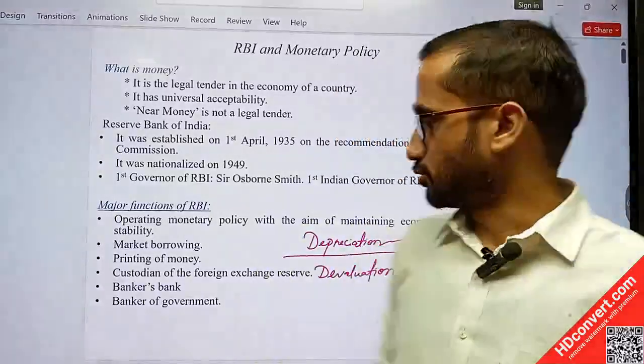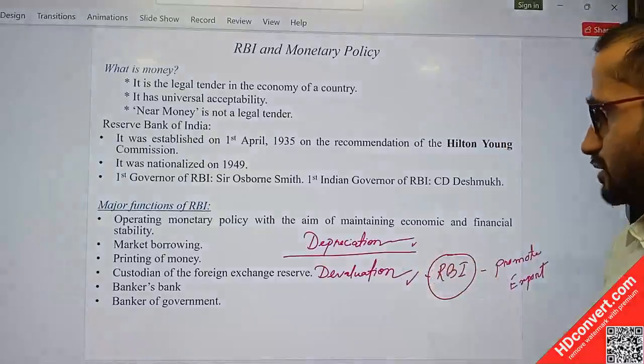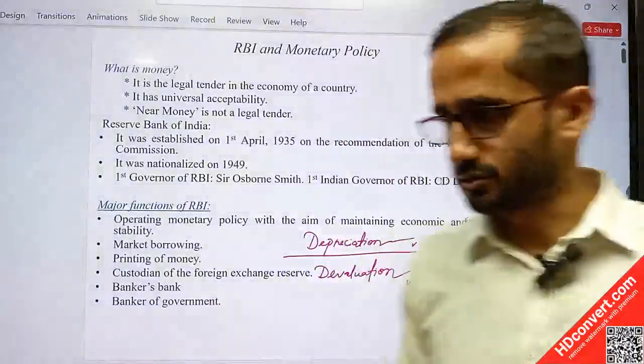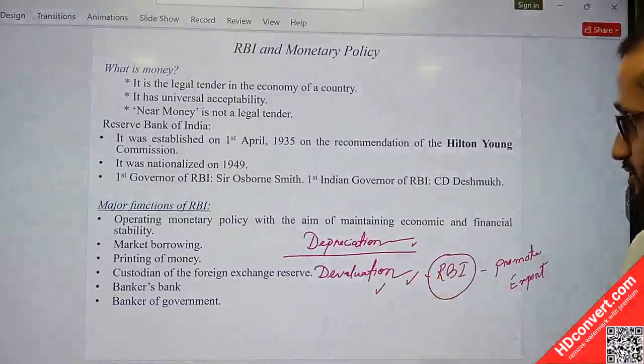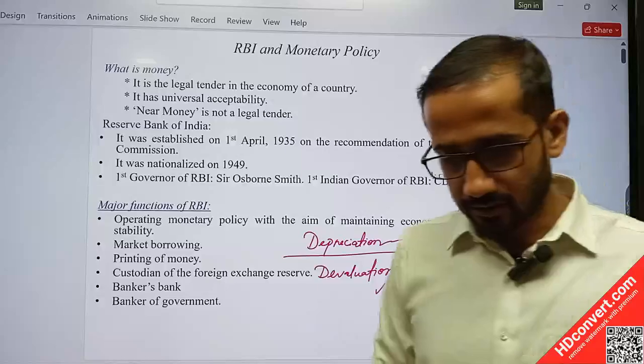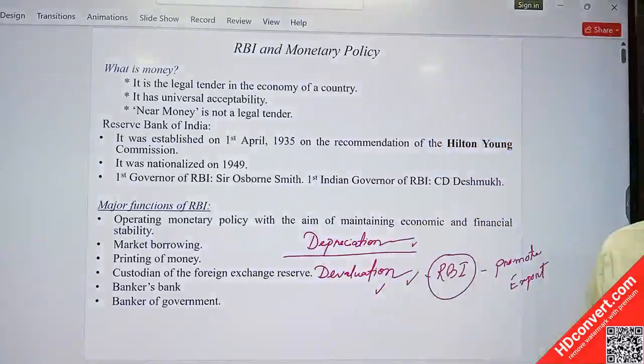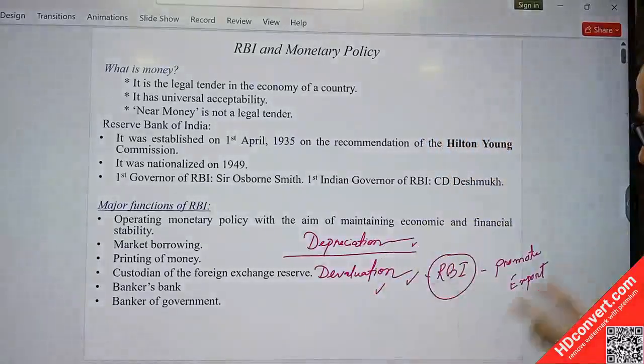Okay, so depreciation is determined by international issues, whereas devaluation is done by the Reserve Bank of a country purposefully. In case of India, it is done by RBI, just to promote export.